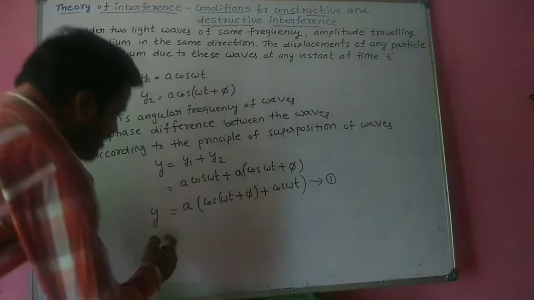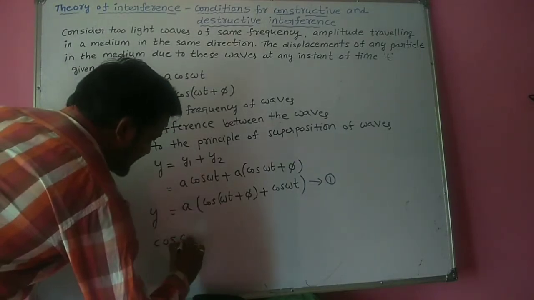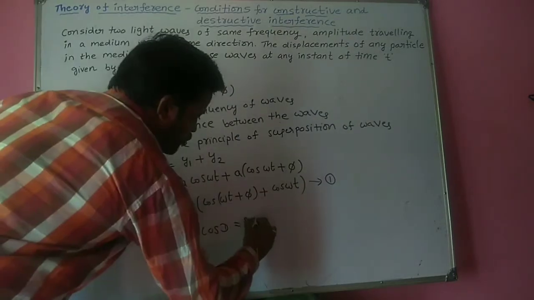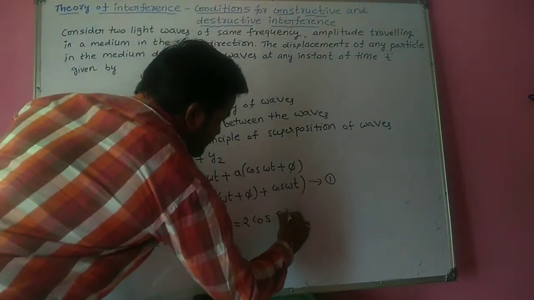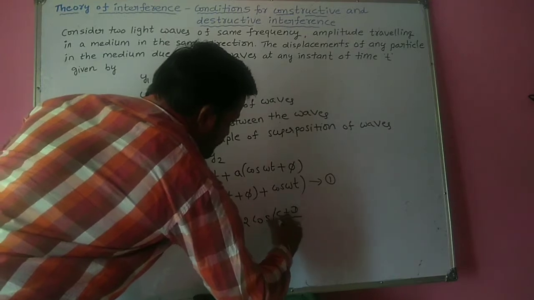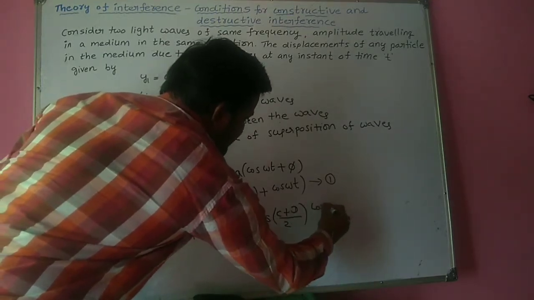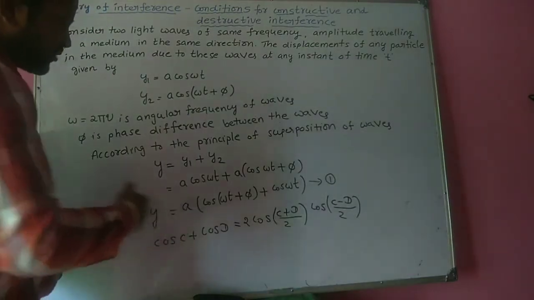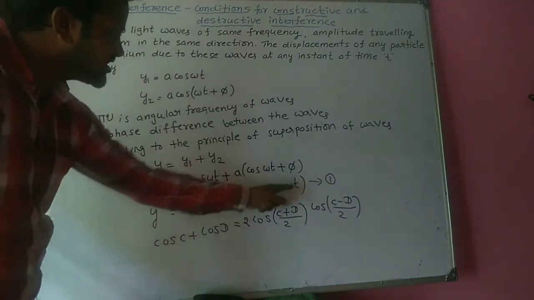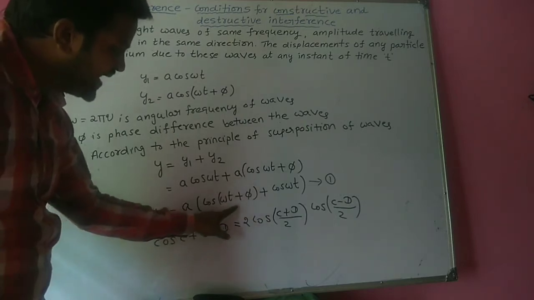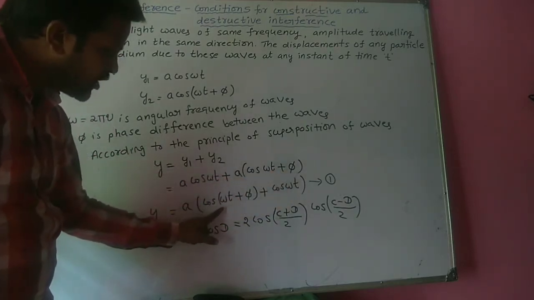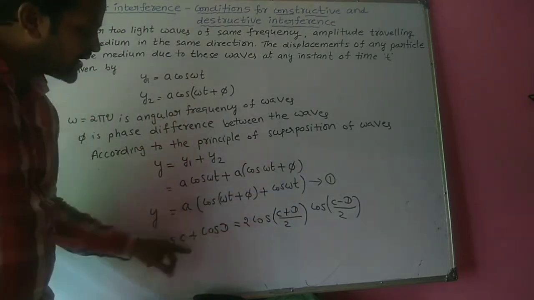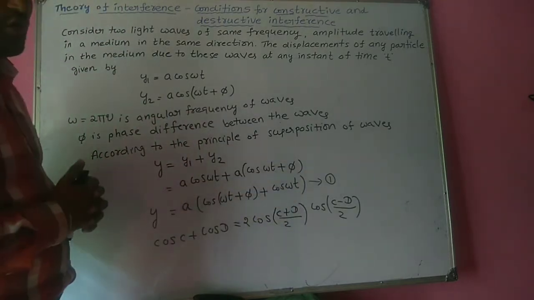Next we know the formula of cos C plus cos D is equal to 2 cos ((C plus D) by 2) into cos ((C minus D) by 2). This is the formula of cos C plus cos D. Now equation number 1 is also in the form of cos C plus cos D. Here C is omega t plus phi and D is omega t. Let us apply this formula for equation number 1.